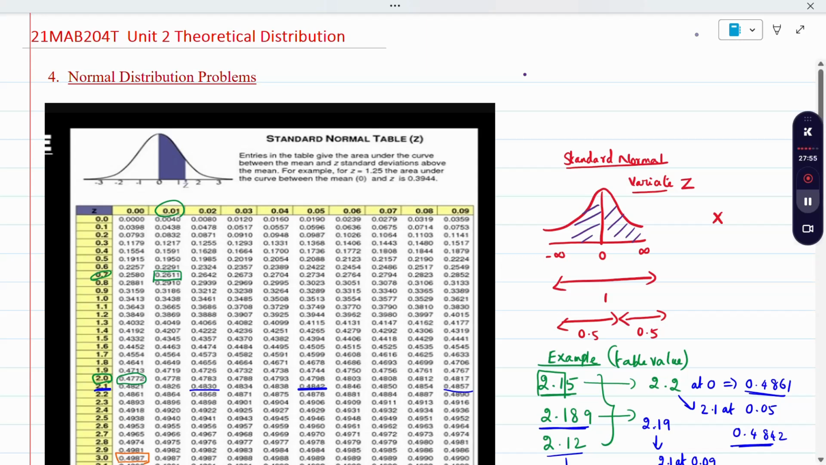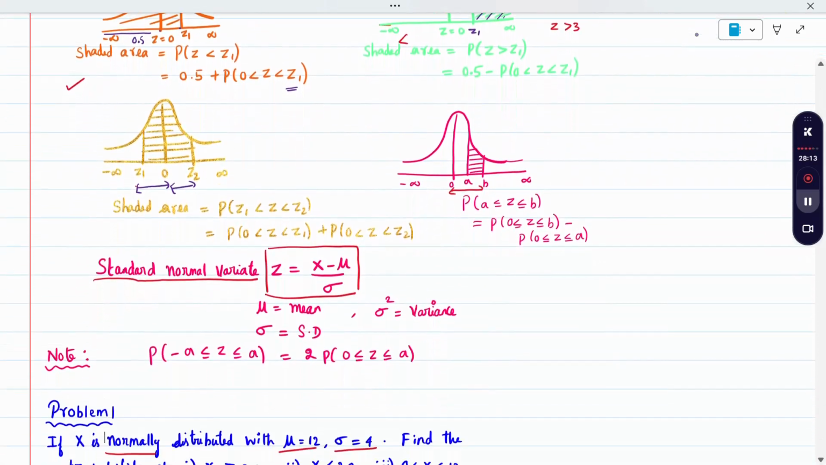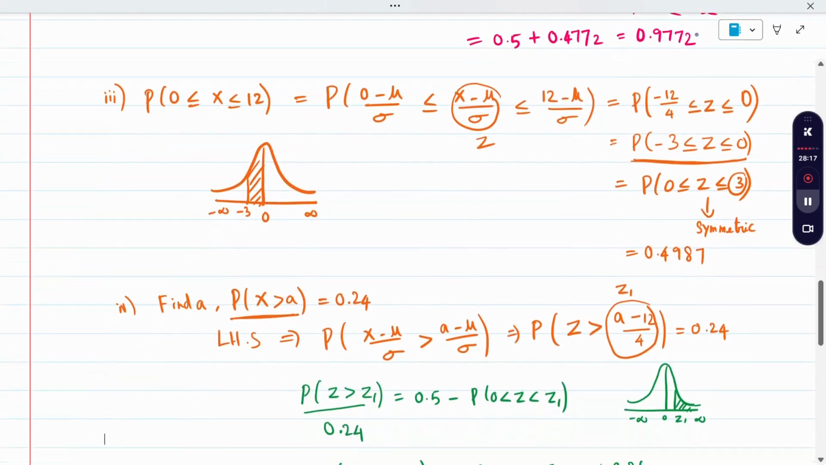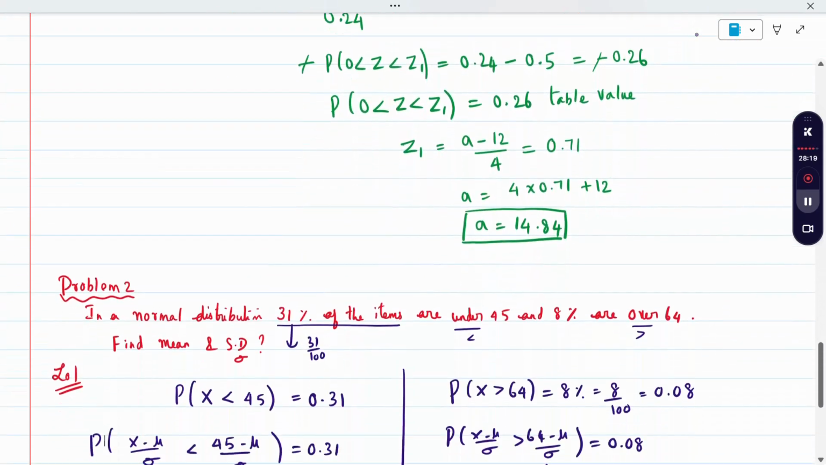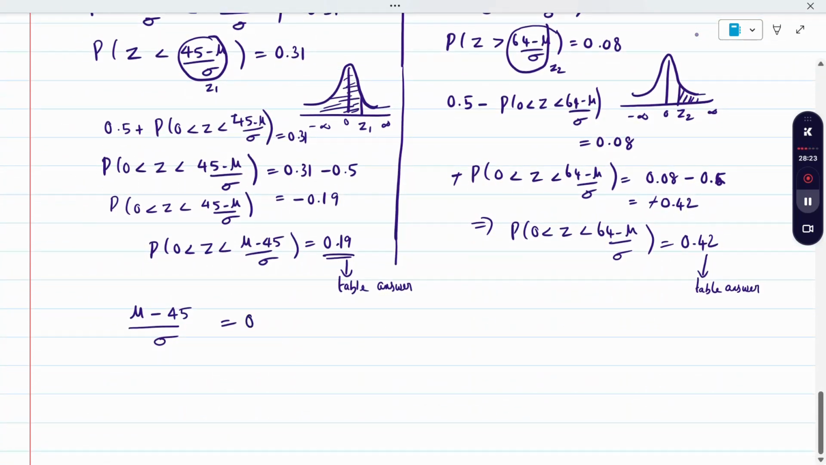When I check, 0.18 only. 0.19 means only this answer. It's 0.191, so 19 only. So it is nothing but 0.5. Table value is 0.5. I have to write the table value to be 0.5. So 0.5 from the table value.